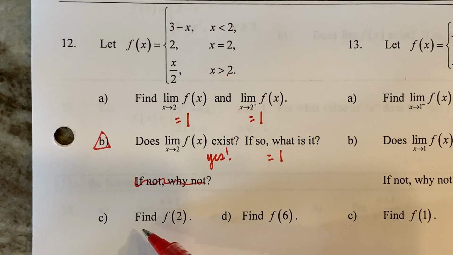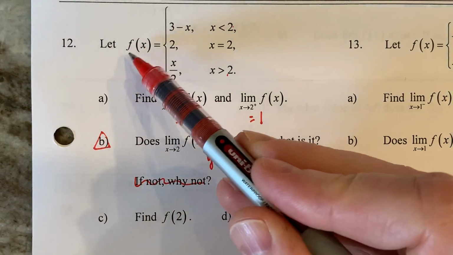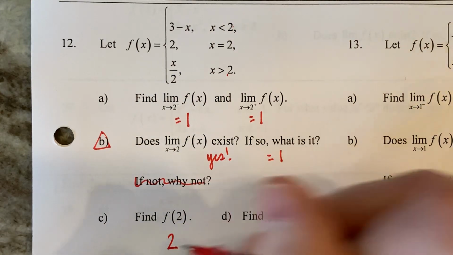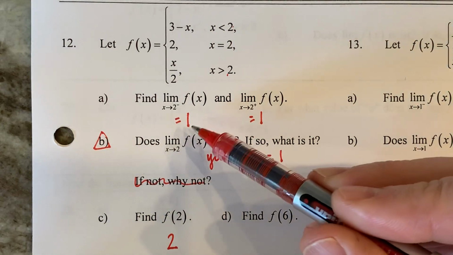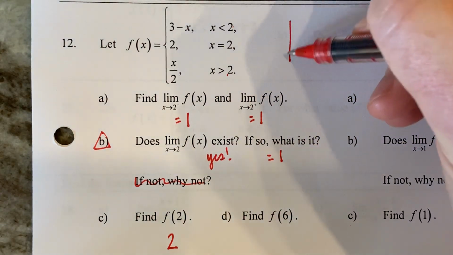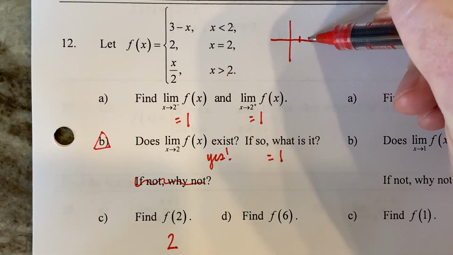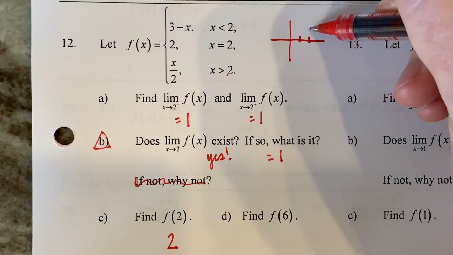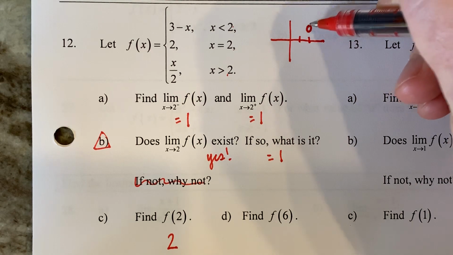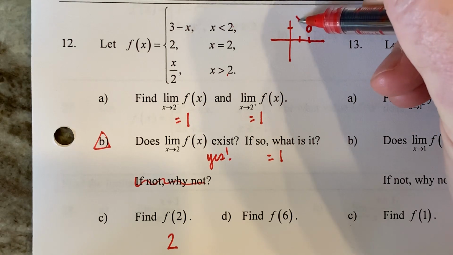Now, if I do ask you what f of 2 is, that's what happens when x equals 2, it's equal to 2. Okay, so what do you think that means? If this graph has a y value of 1 coming in from the left of 2, visualize that. So coming in from the left of 2, I'm here at 1, or I'm approaching 1. Okay, so a value of 1, let's just say right here, coming in, right?